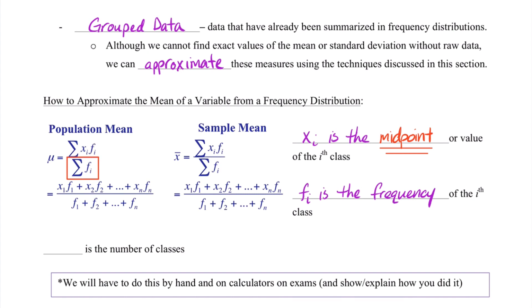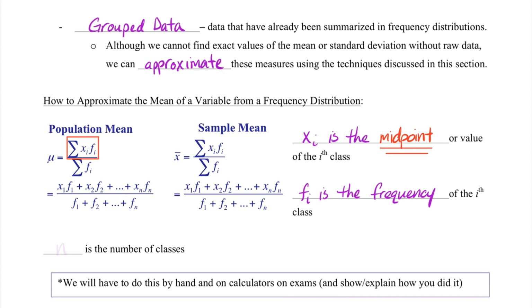Similar to finding the mean of raw data, where we add up all our values of the data and then divide by how many pieces of data we have, that's what the sum of the frequencies are. The sum of the frequencies would be how many pieces of data we have. The difference in this case though is we don't have all the raw data. That's why we're initially multiplying all these midpoints by those frequencies.